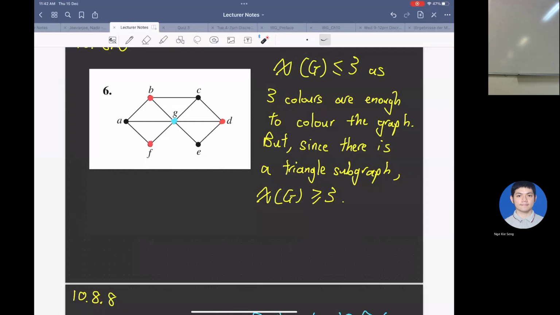Next, how do you show that the chromatic number of G is greater than or equal to 3 in this case? You should see that there's a triangle here. Once you have a triangle, because the three vertices are adjacent to each other, you need at least 3. So these two arguments you need to produce: why it is greater than or equal to 3, and why it is less than or equal to 3.